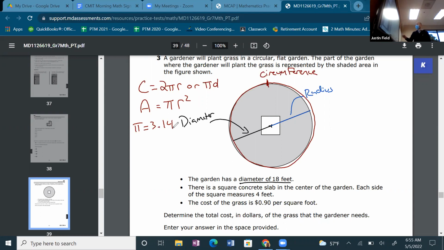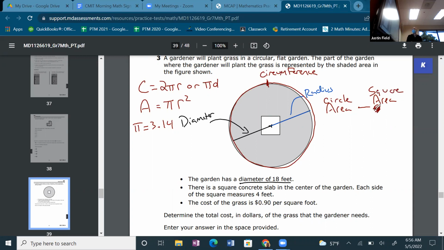So now what do we want to do? We want to plant grass everywhere in the shaded area. So what is the part that we do not want to plant grass? The little square in the center. So we want to find the area of the circle, and then we got to take away that part in the middle, which is the area of what shape? A square. So to answer this question, we have to take the area of a circle and subtract the square area.